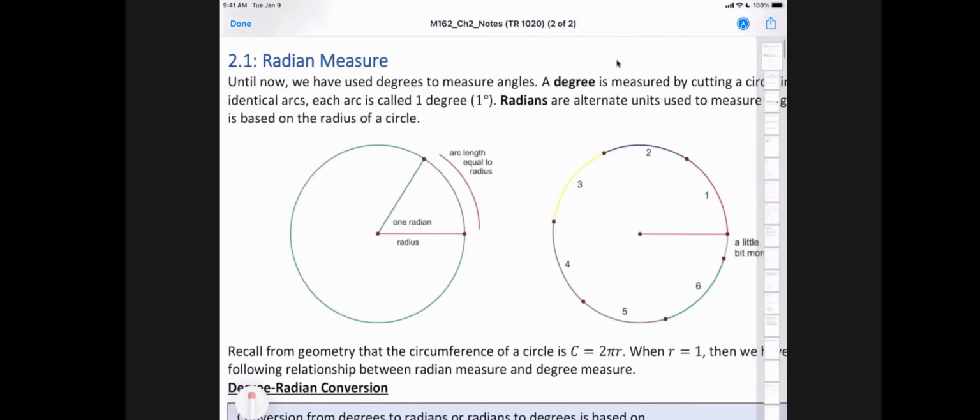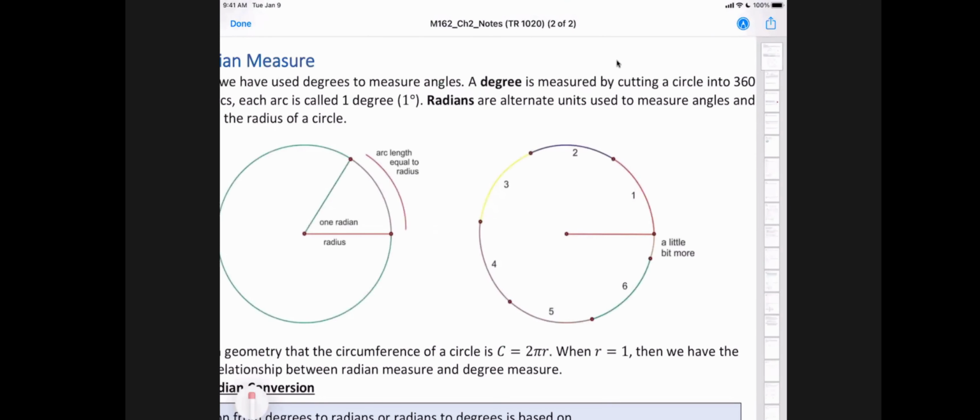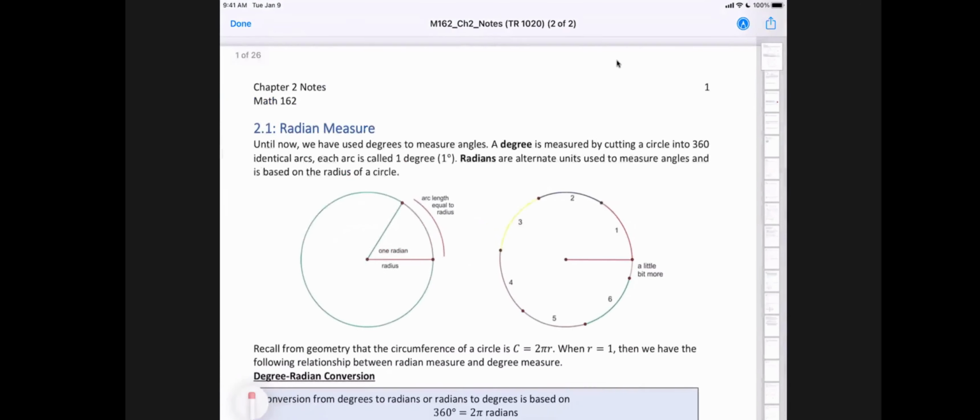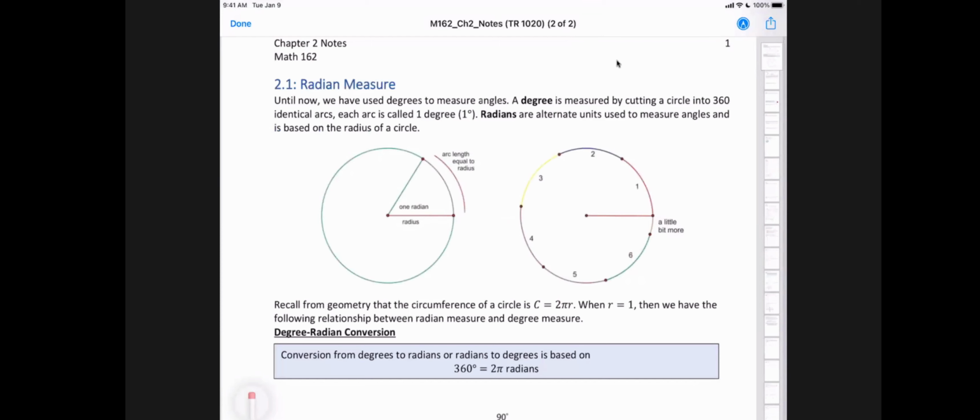Well, it turns out it's about 6 and a little more, right? These are all the same length. So you needed 1, 2, 3, all the way to 6 and a tiny bit more.